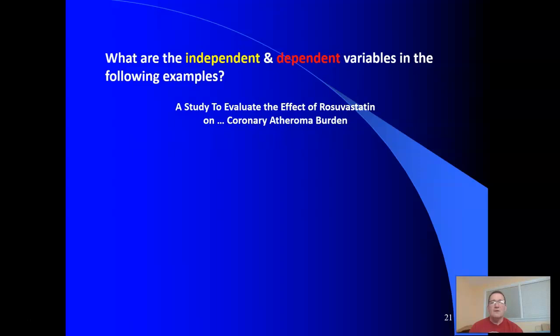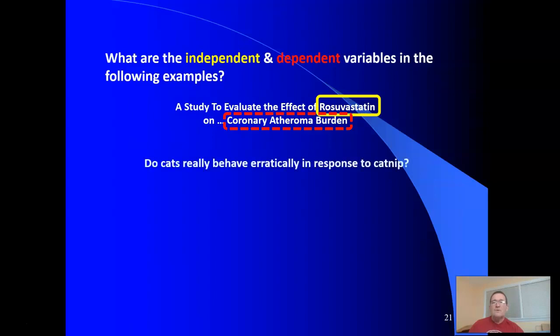We're going to color code these. That rosuvastatin is the independent variable. It has an effect. It's the driving causal agent, and the consequence is this heart health outcome. Okay, so that's one. Do cats really behave erratically in response to catnip?